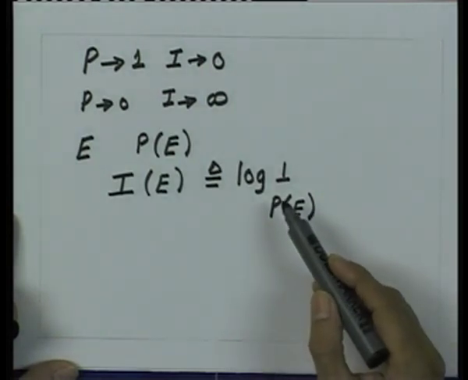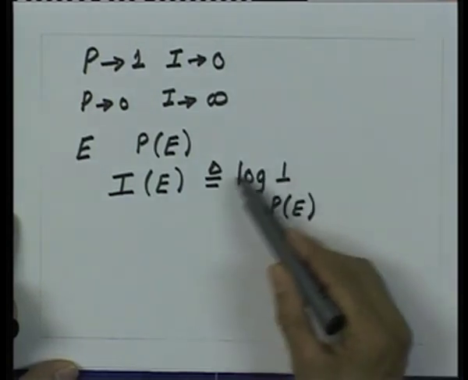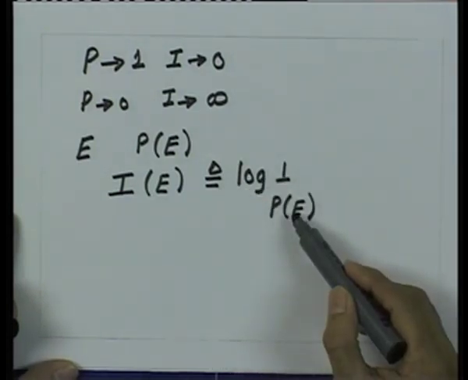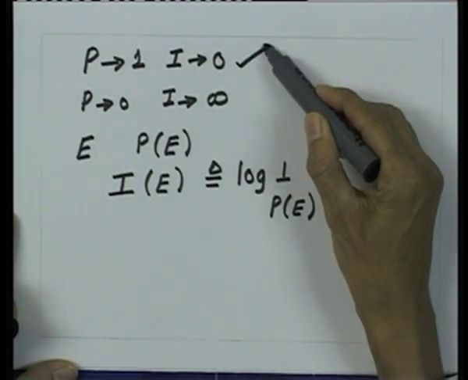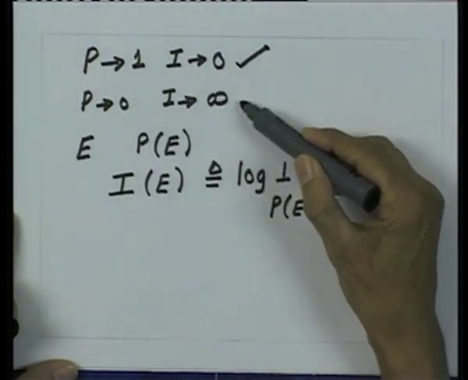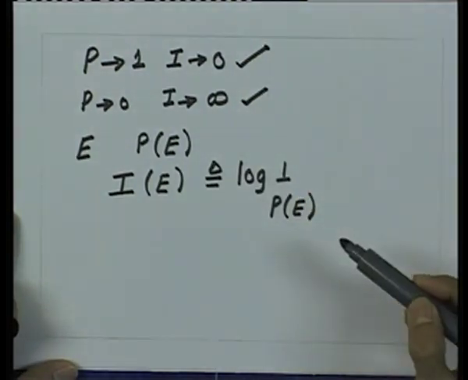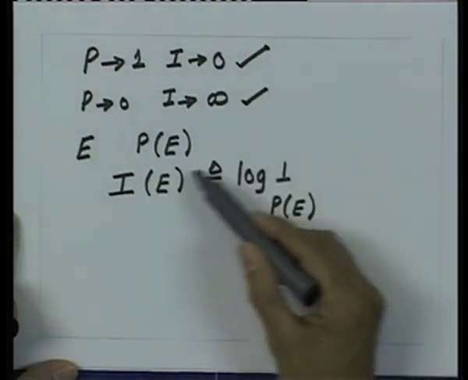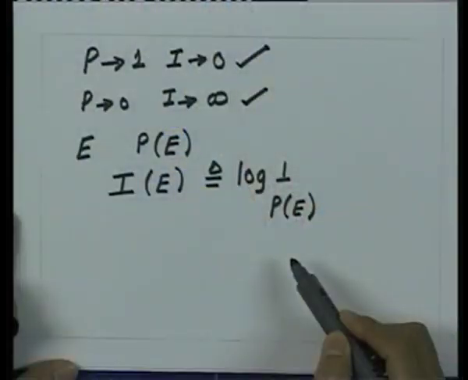Let us look into a little more depth as far as the definition is concerned. If you look at this definition, it satisfies my criterion number 1 out here, which says that if the probability tends to 1, then information tends to 0, and another requirement is that if probability tends to 0, information tends to infinity. So, this is the reason for choosing the measure which is inversely proportional to 1 by P(E).